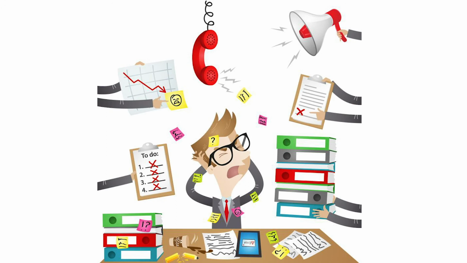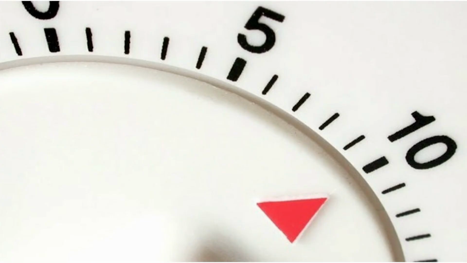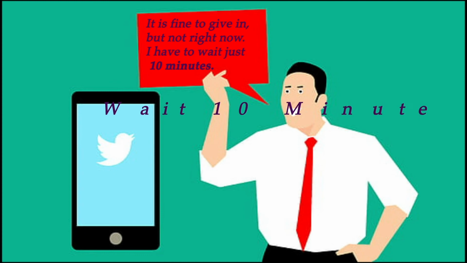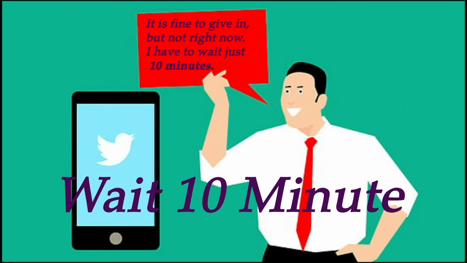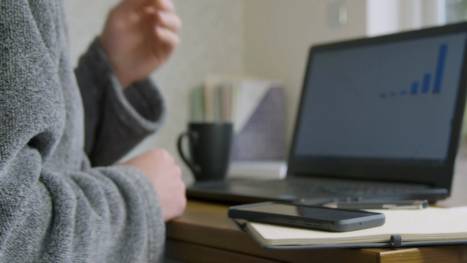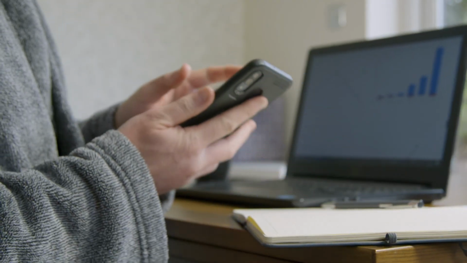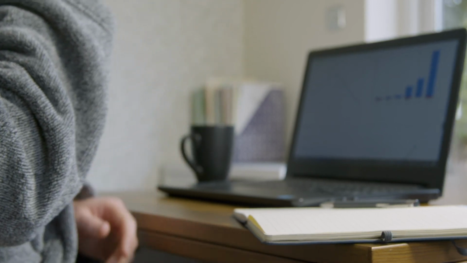However, what happens if we've used all of these strategies and we are still distracted? A great strategy for dealing with distraction is called the 10-minute rule. If I find myself wanting to check my phone as a pacification device when I can't think of anything better to do, I tell myself it's fine to give in, but not right now. I have to wait just 10 minutes. If we still want to perform the action after 10 minutes of urge surfing, we're free to do it, but that's rarely still the case.